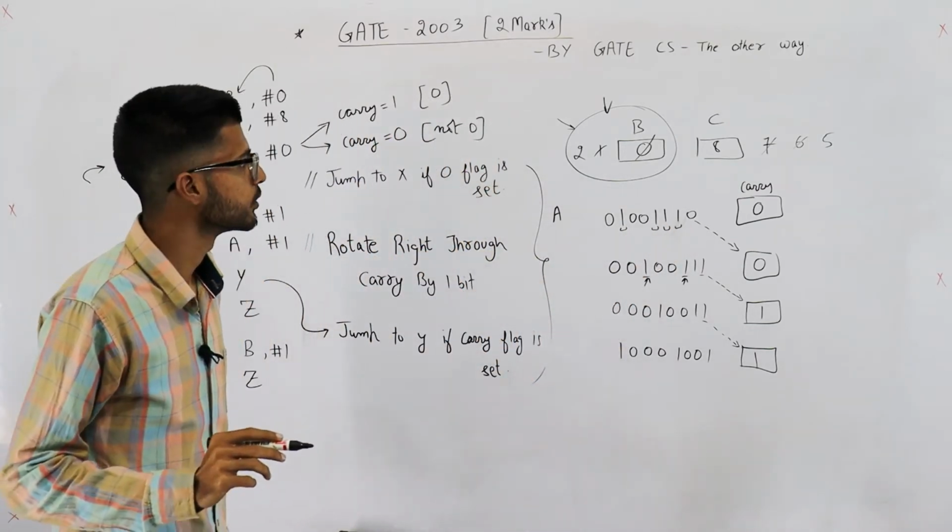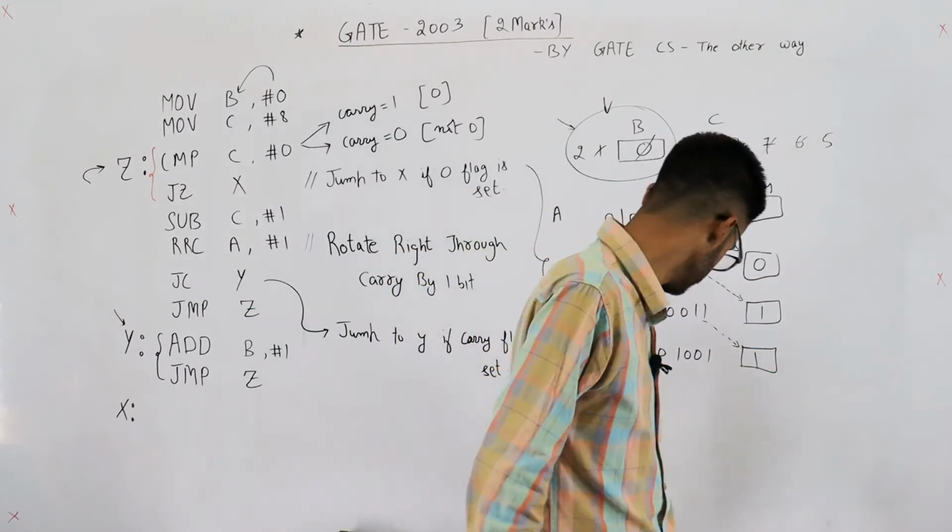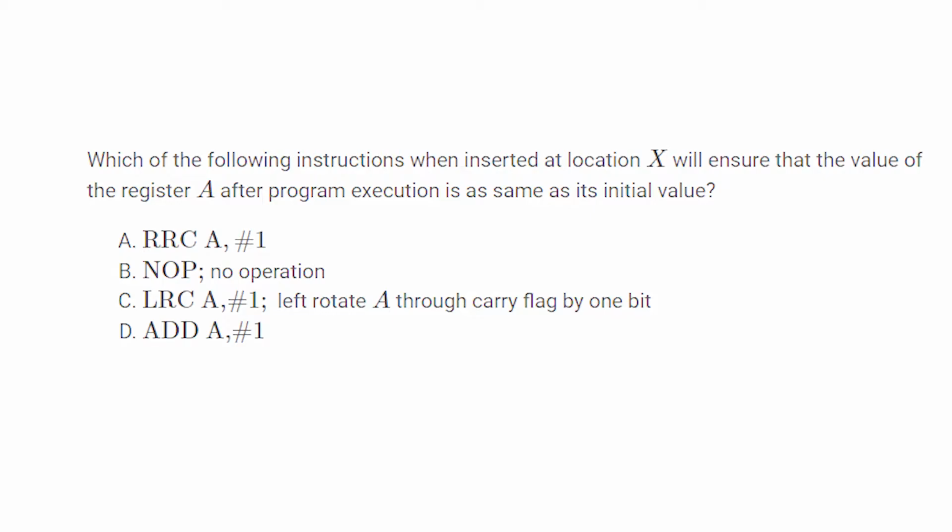Okay. So the next part, I'll read the next question for you. It is: which of the following instructions when inserted at location X will ensure that the value of register A after program execution is same as its initial value? We are given 4 options. Let's see.